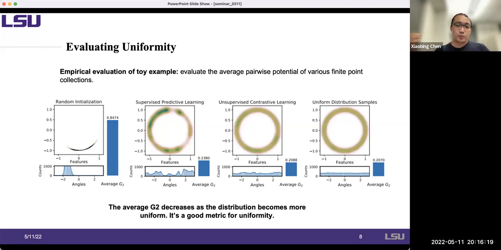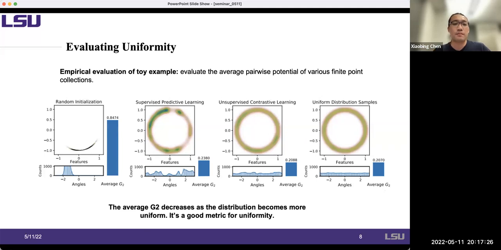We use the previous toy example, and we calculate the average pairwise potential of various finite point collections. We have a set of representations, we can calculate the pairwise Gaussian function, and we will get the average G2. The alpha we set to 2. As we can see here, we have added another scenario: uniform distribution samples. Ideally, that's the ideal situation, and we can see the average G2, that's the uniformity measure, decreases as the distribution becomes more uniform. So it tells us this G2 is a good metric for the uniformity.